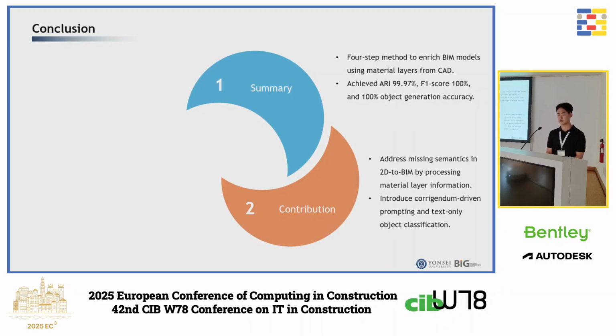Here are the main contributions of our study. First, we address a gap in the 2D to BIM research field by covering material layer information, which has been largely overlooked. Second, to deal with the common lack of material layer function data in CAD drawings, we propose a novel technique called correspondence-driven prompting. Third, we introduce a lightweight object type classification method that uses only material layer text.